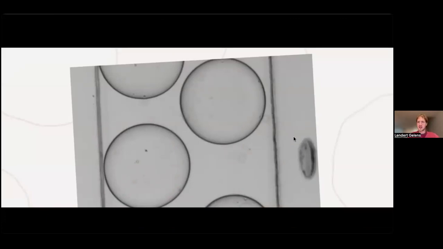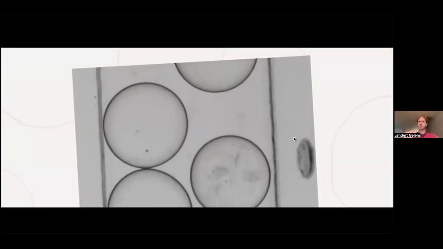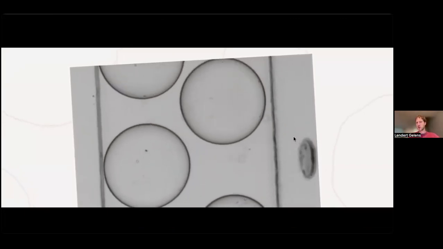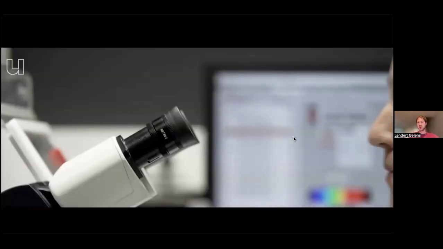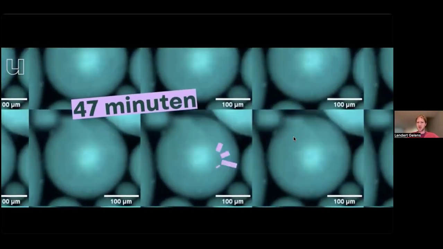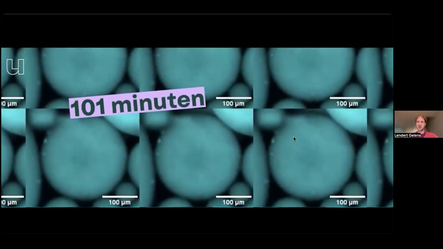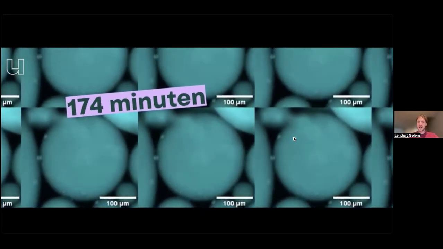So we can take that extract and we can encapsulate it into tiny droplets that are surrounded by oil, and we can watch what happens. So you can add fluorescent reporters to these droplets with extract, and you can look under the fluorescence microscope. And what you see is that every 30 minutes or so, all of these droplets, they flicker, they pulse, and that's the cell cycle oscillator.